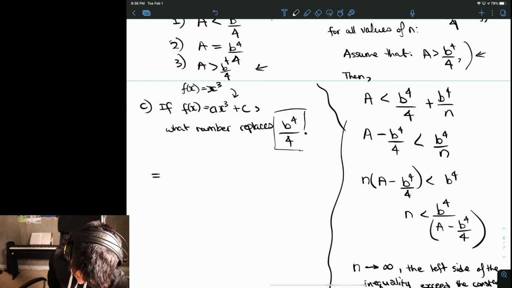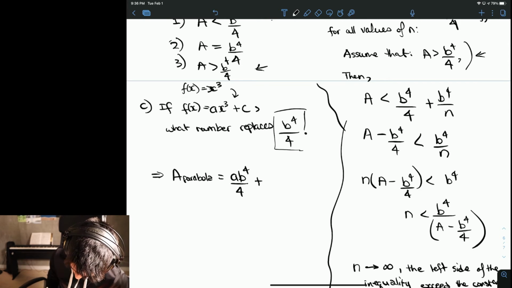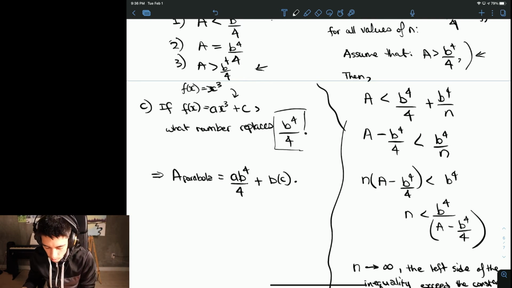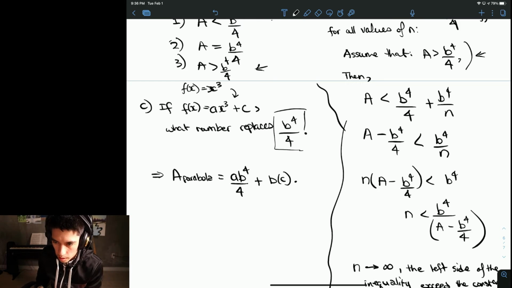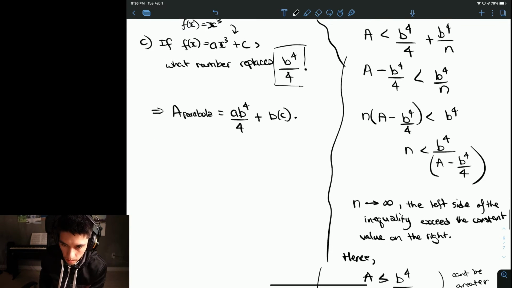So we can say that this turns into the area of the parabola equals a times b^4 over 4 plus b times c. Okay, so that's that.